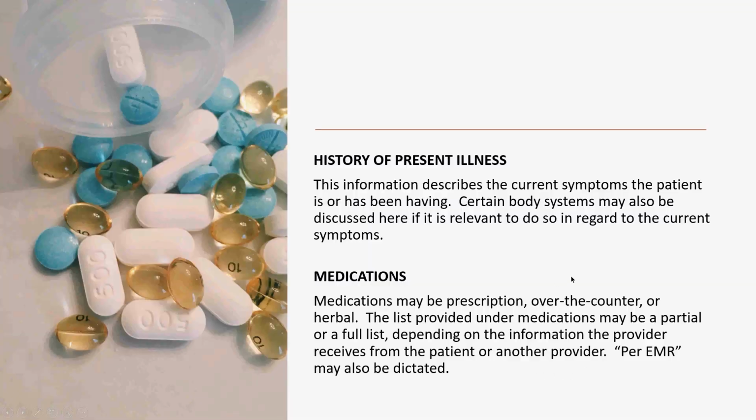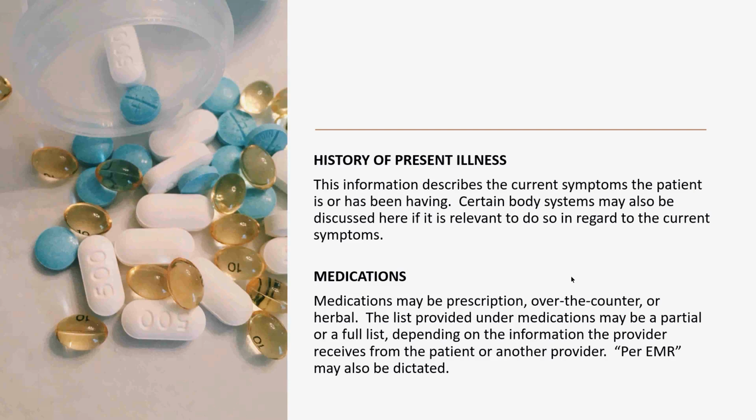Under history of present illness, that information describes the current symptoms the patient is or has been having. Certain body systems may also be discussed here if it's relevant to do so in regard to the current symptoms. You know, they'll talk about that you're coming in because you've had fever and chills, and then they might say you have not had any joint aches or pains or nausea or vomiting. That almost sounds like the review of systems, but if they put it in the history of present illness, that's fine.